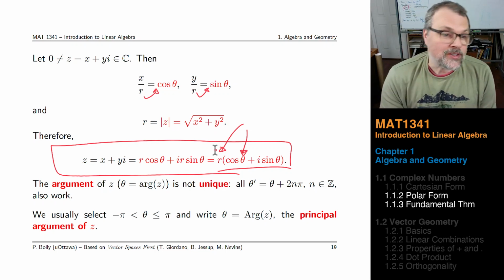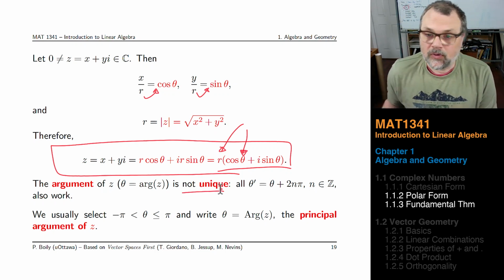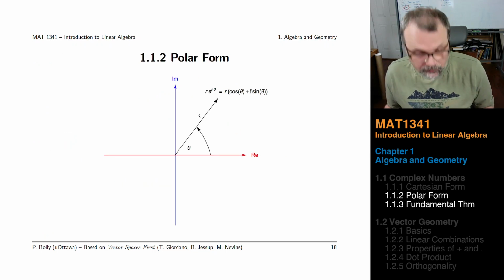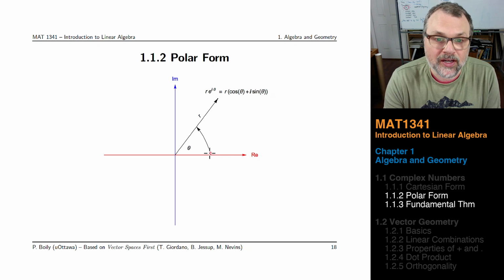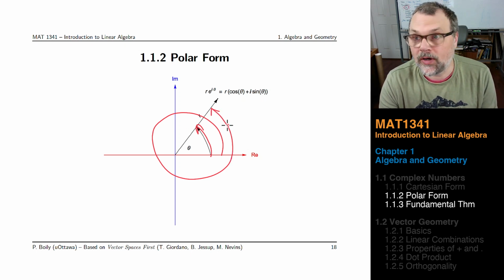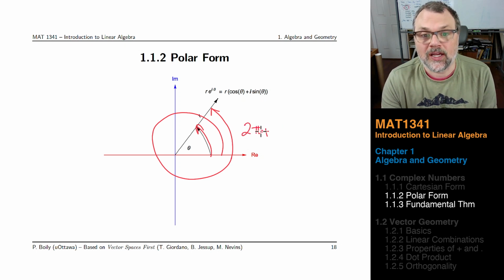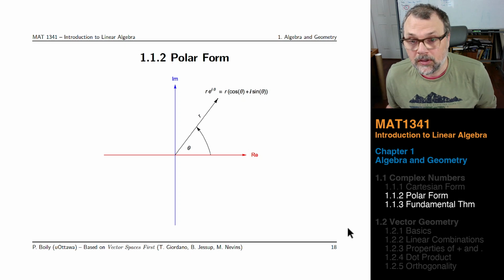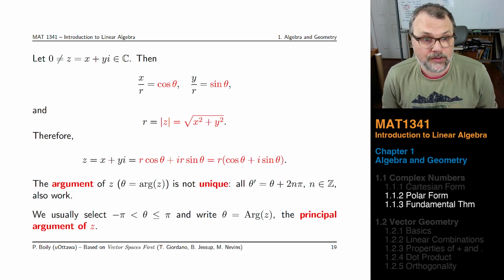One thing to keep in mind, though, is that the argument is not unique, right? If you go back to the original statement here, whether I do an angle of theta to get to this point, or an angle of 2 pi radians plus an extra theta, I'm going to get back to the same point here. 2 pi representing a full rotation. These two will give me exactly the same z. That's a bit of an annoyance. We like to have unique representations.